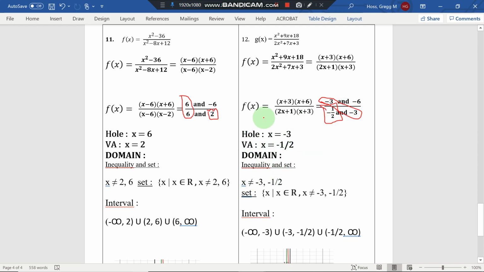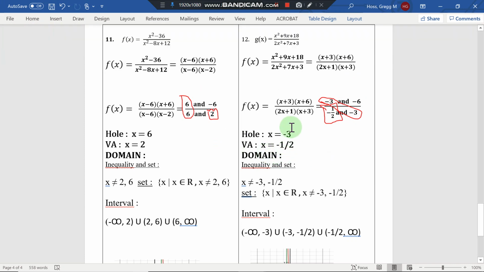telling me that's where my vertical asymptote will be. Now, it's not necessary that there will always be just one vertical asymptote. There could be more than one. There could be none. There's not necessarily a hole. There could be one or more than one or zero. It just depends on the original function.